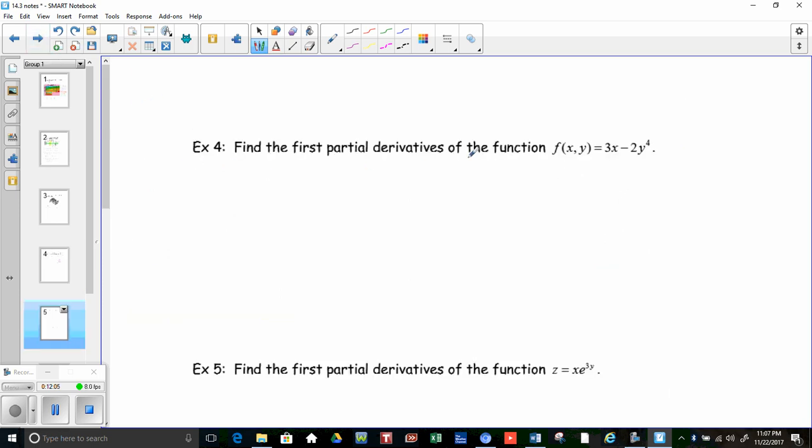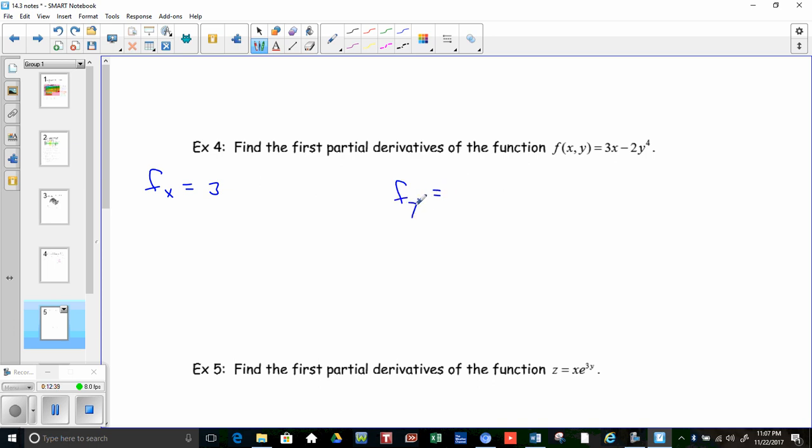Find the first partial derivatives of the function f of x, y equals 3x minus 2y to the fourth. So the first partial derivatives are just f sub x and f sub y. Partial with respect to x is going to be, well, what's the derivative of this thing with respect to x only? Remember, y is constant, so the derivative of this is 3. And if y is constant, that whole thing is a constant, it's 0.